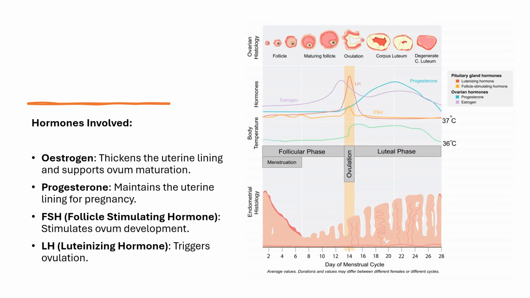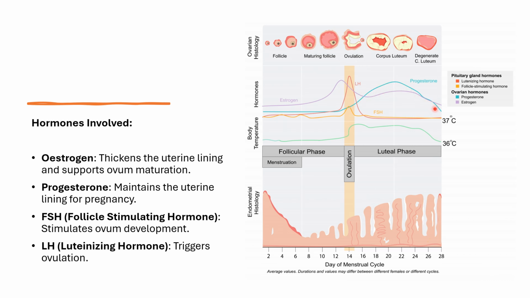Before we wind up the session, I'd like to talk about some of the hormones involved in the process. It's estrogen, progesterone, FSH or follicle stimulating hormone, and the luteinizing hormone. The function of estrogen is to thicken the uterine lining, and also it supports ovum maturation. And as you can see, the estrogen rises gradually with the ovum maturation, and also it helps in the uterine wall thickening.